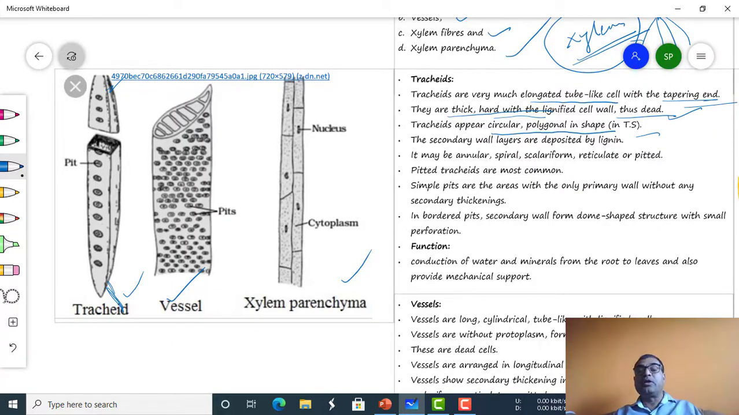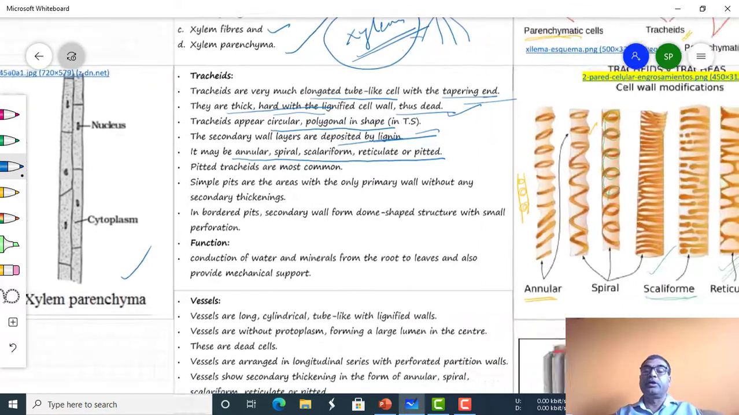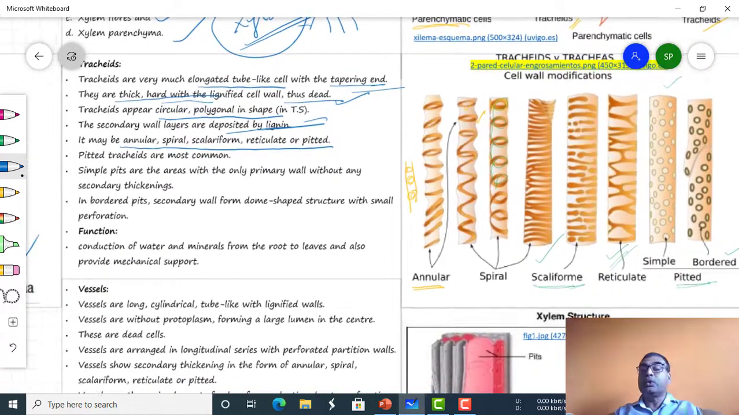Secondary wall layers are deposited in the form of lignin, and they show either annular, spiral, scalariform, reticulate or pitted types of thickenings. These are the common thickenings present in the tracheids as well as vessels. Pitted tracheids are most common. Usually simple pitted or bordered pitted tracheids are most common.